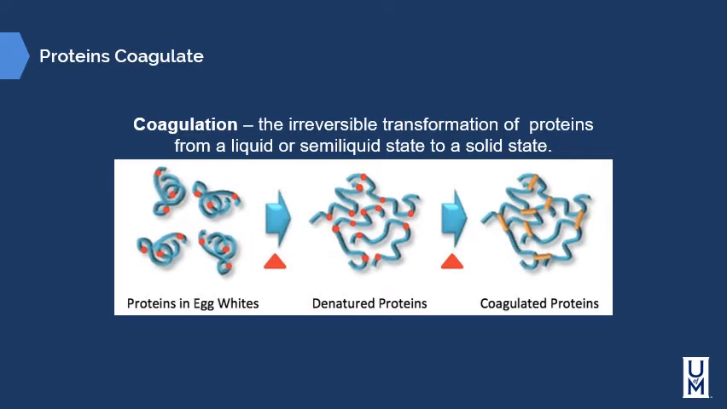Proteins also denature in the presence of acid or salt. When an acid, such as citrus juice, vinegar, or wine, is added to proteins, as in a marinade or cooking liquid, it helps to tenderize them. Think of ceviche, when you take raw fish and add lime juice to it. This actually will, quote unquote, cook the fish.